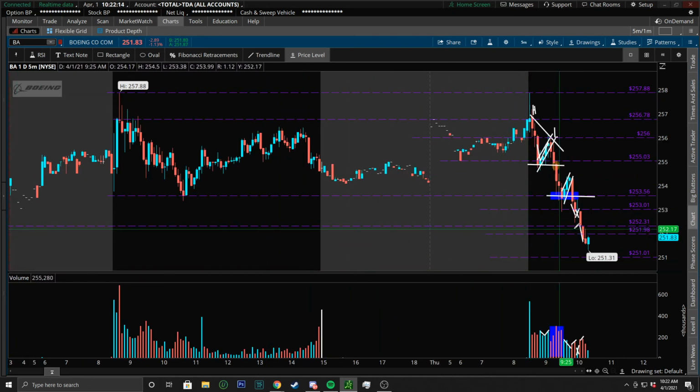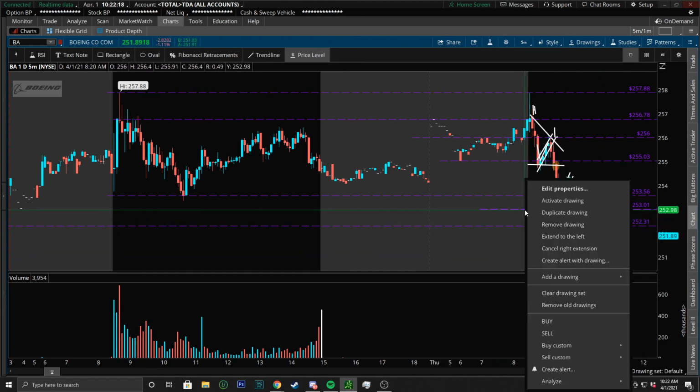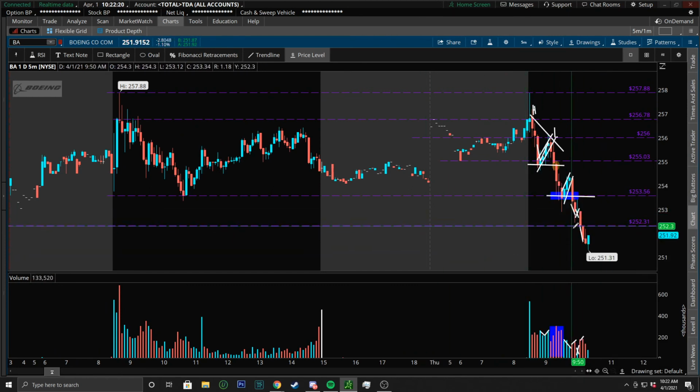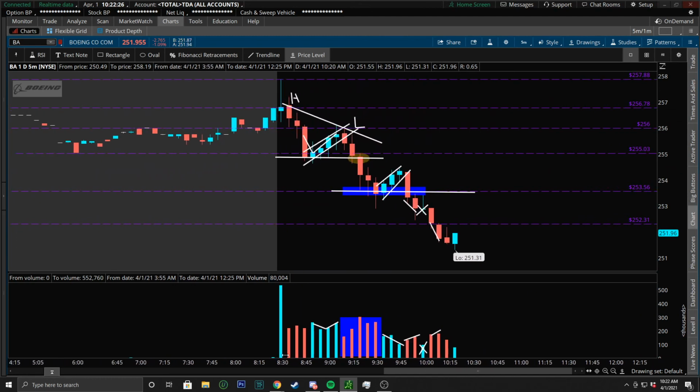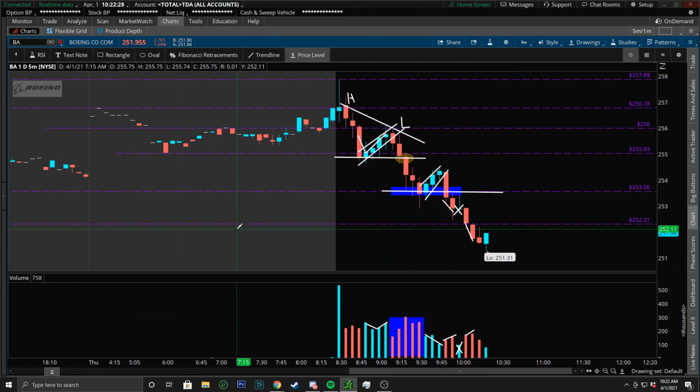If I go back over here, one of my levels appeared actually. If I delete all the psychological levels I just drew, this level appeared over here. So we do have another target down here, and then our 251 and our 250. So just a good little method to take on that. This is just to add on to the day trading videos I'm uploading now.